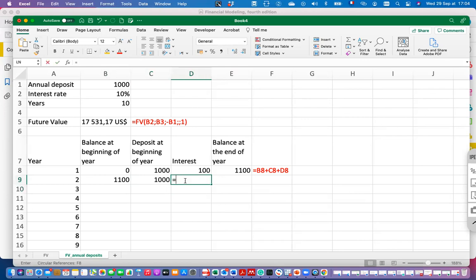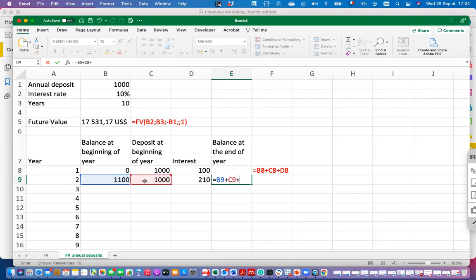And then the interest would be equal to, open the parentheses, balance at the beginning of year plus deposit, times the interest rate with the dollar sign, and balance at the end of the year is equal to, once again, balance at the beginning plus deposit plus interest, and so on.